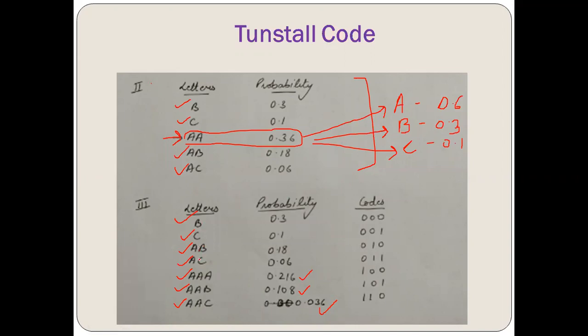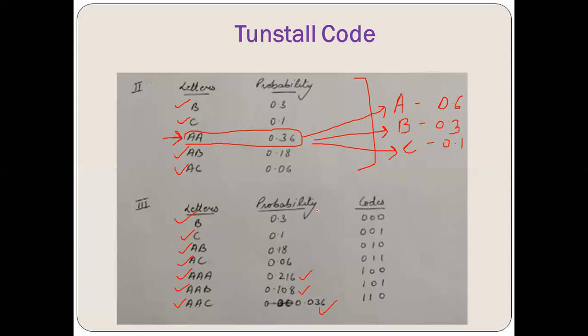1, 2, 3, 4, 5, 6, 7. I already have 7. If I generate one more table with the same procedure, I'll get more number of letters, more number of codes than the 8. So I'm going to stop here because I have reached a point where I got the maximum number of codes. Now I have to generate the codes.